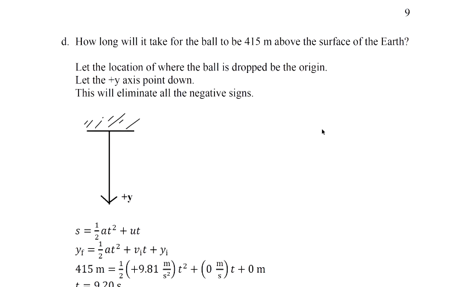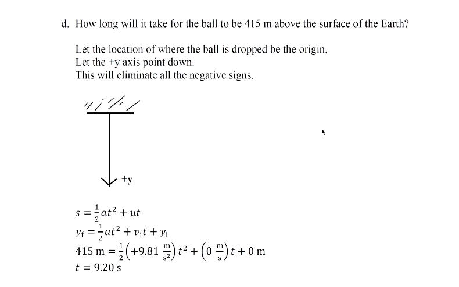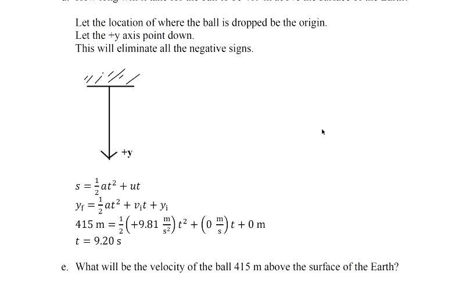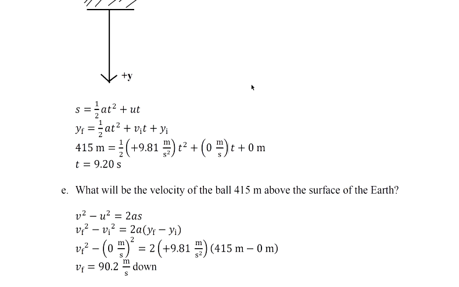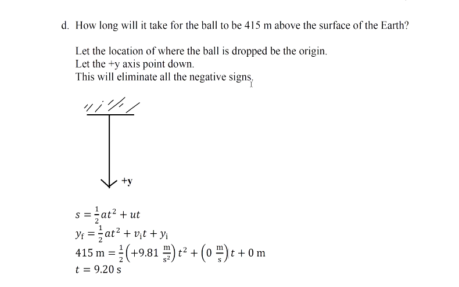Part D: How long will it take for the ball to be 415 meters above the surface of the Earth? Let's say where the ball is dropped is y equals 0, and positive y points down. So y initial is 0, y final is 415 meters. It's dropped from rest, so v initial is 0. Solve for time. It takes 9.20 seconds to reach 415 meters above the surface of the Earth.